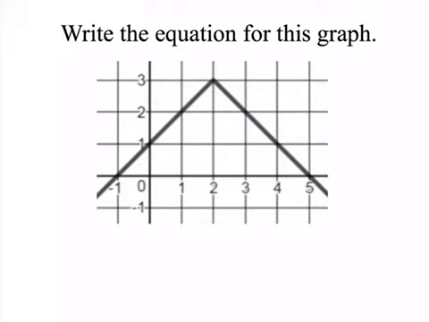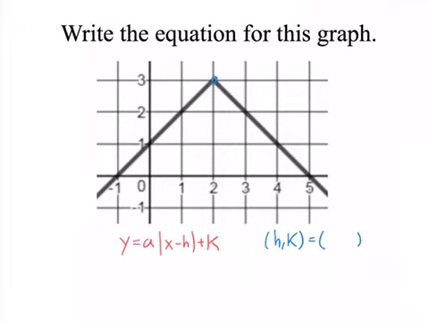So I want to write the equation for this graph. Now this graph you should recognize is an absolute value graph. For absolute value graphs, your formula is y equals a times the absolute value of x minus h, plus k. So what we've got to look for is h, k, and a. So what is h, k?